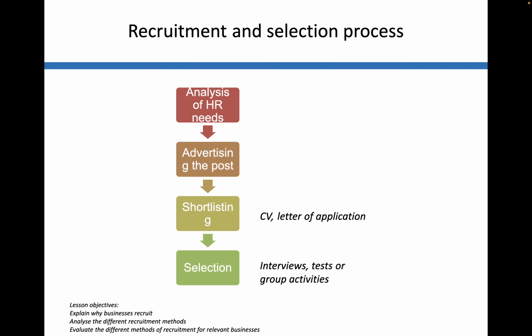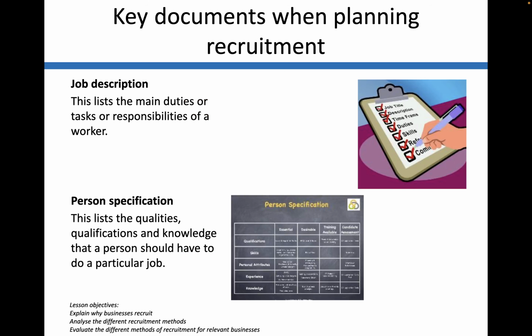Once we've done that, hopefully we'll get some CVs and application forms, so people applying for jobs, and we'll go through something called shortlisting. This is when, say, 100 people apply for the job. We whittle it down based on their CV or their application forms, to reduce it down to a smaller amount of people, usually about 4 or 5. And then after that, we would go through interview, test them, maybe get them to do some group activities, and we select our candidate after that.